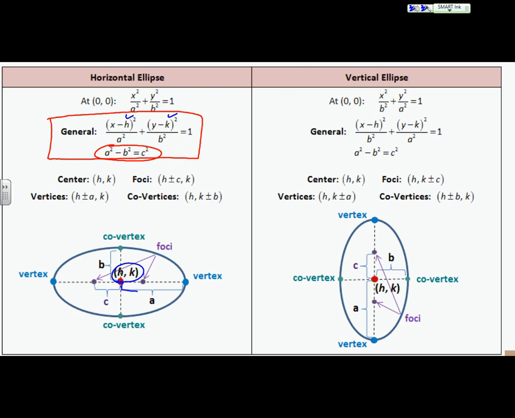Okay, what's new on this is going to be these distances right here. Like this distance a is going to be the distance from the center out to the vertex. Okay? Whereas b is going to be the distance from the center to the co-vertex. Now, that is the same a and b that you see up here in the general formula.